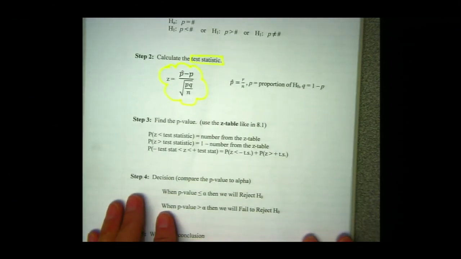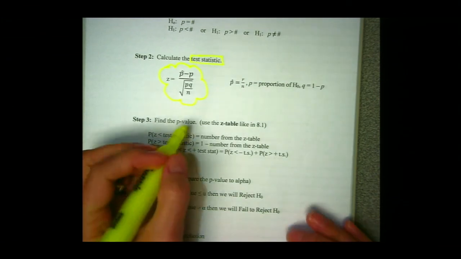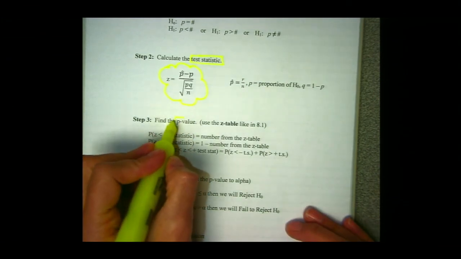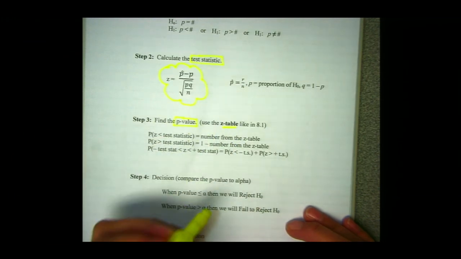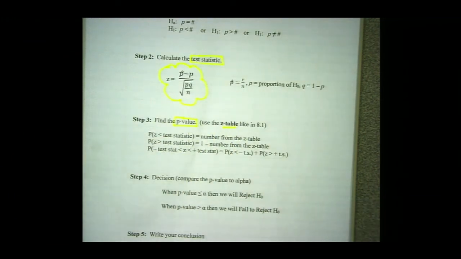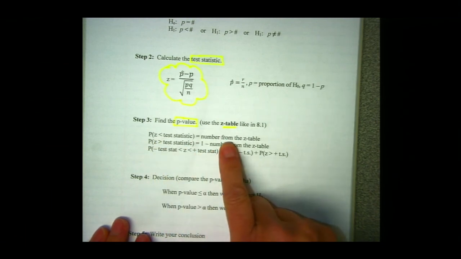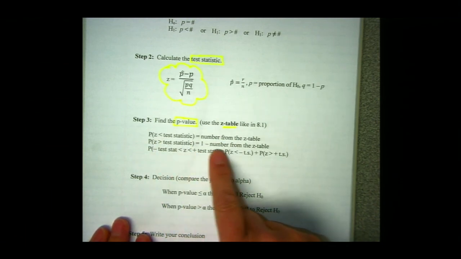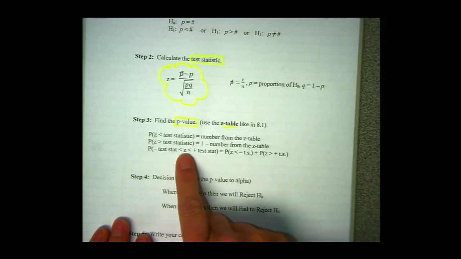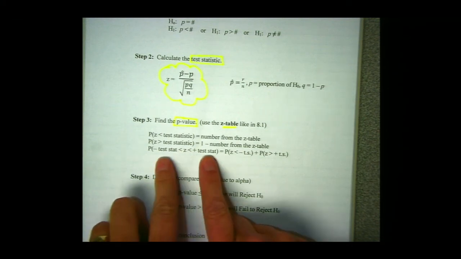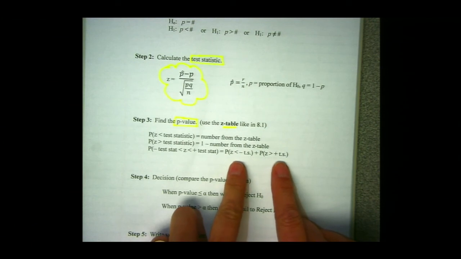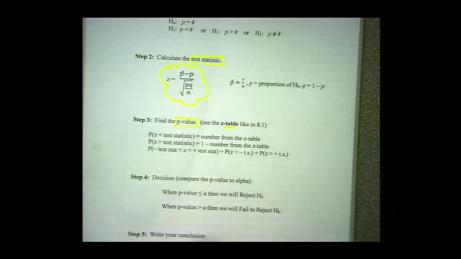After we have found our test statistic, then we will find the p-value by using the z-table just like we did in section 8.1. If it is a less than statement, which would be determined by your alternate hypothesis, you just use the number from the z-table. If it's greater than, 1 minus the number from the z-table, and if it is not equal to, then you have z is between these two, and TS stands for test statistic, okay?